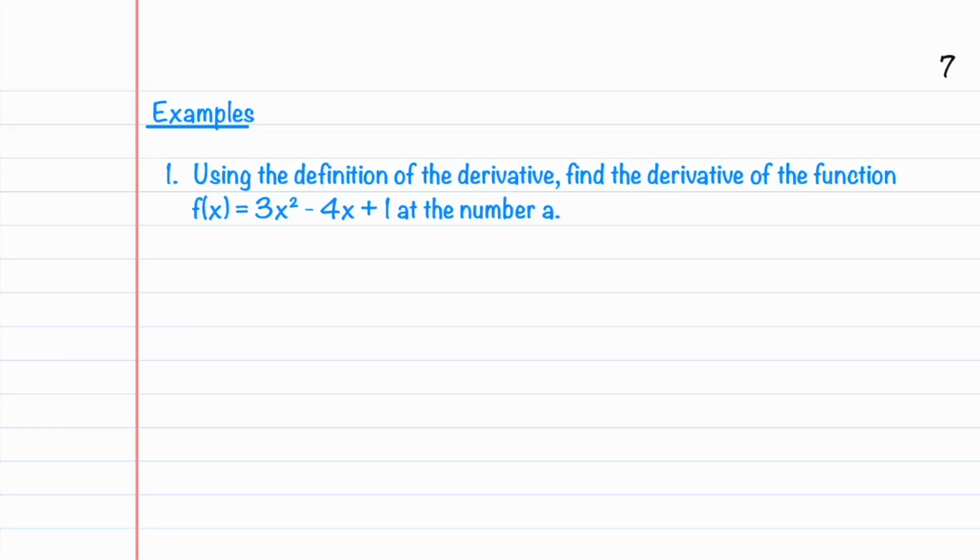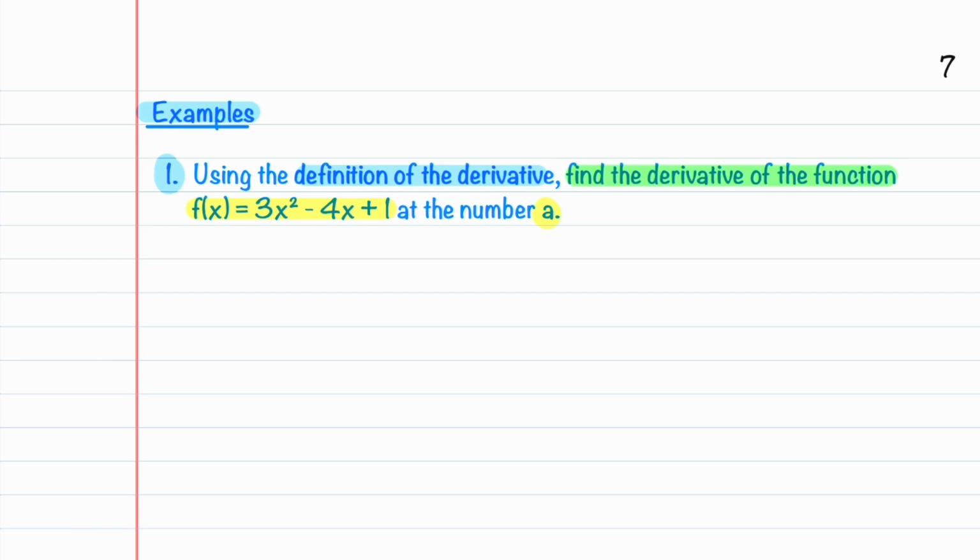We're going to look at some examples where we'll find the derivative of a function at a number a using the definition of the derivative. In our first example, using the definition of the derivative, we are going to find the derivative of the function f of x is equal to 3x squared minus 4x plus 1 at the number a.